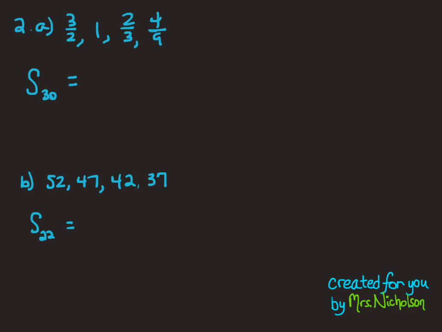And hopefully you can see that we're multiplying by 2/3. I think it's easiest to see in those sets of terms right there. But even in the first one, 3/2 times 2/3 would be equal to 1. So it is geometric, and our common ratio is 2/3.